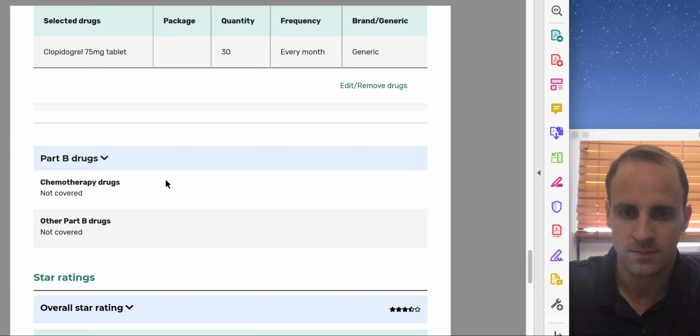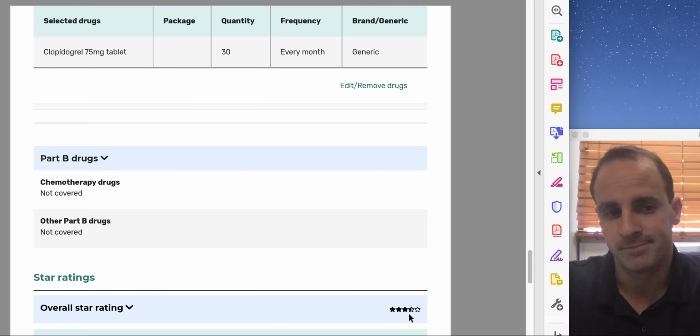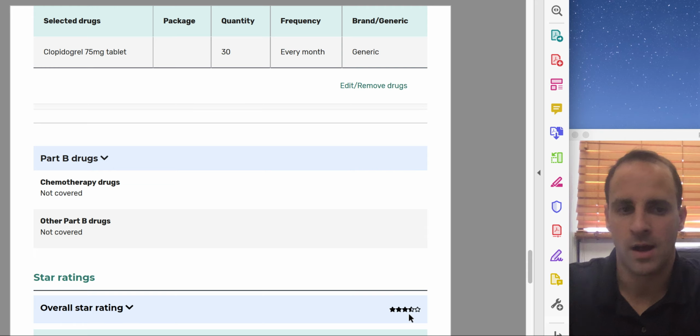And then there's a star rating for the plan. This plan happens to have 3.5 stars. The reality is there are not a lot of 5-star plans. In certain states, there are no 5-star plans for these drug plans. Most plans that we're seeing this year are in the 2.5 to 4 range, with the majority being in the 2.5 to 3.5 range, as far as the stars go for the ratings.